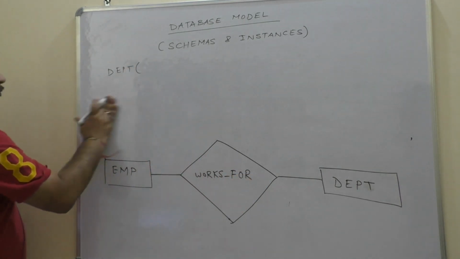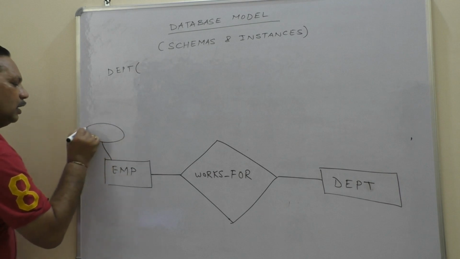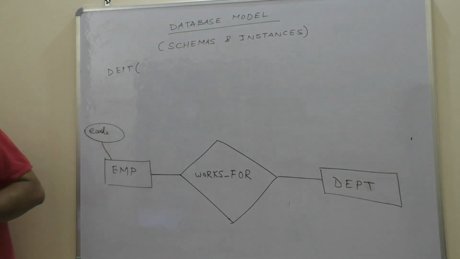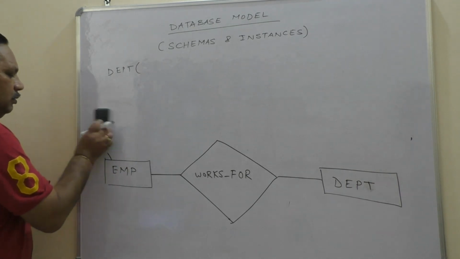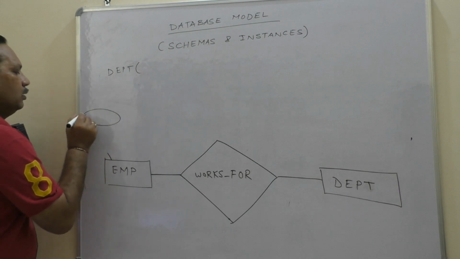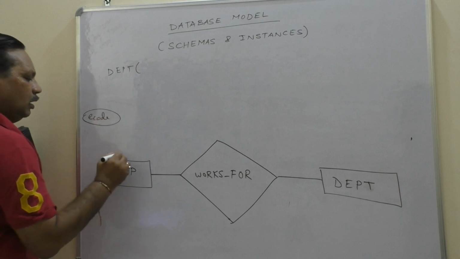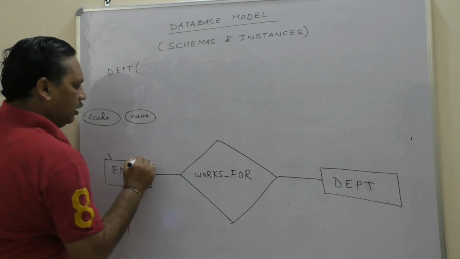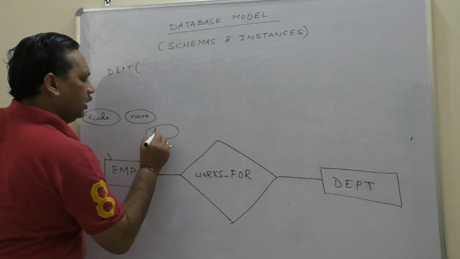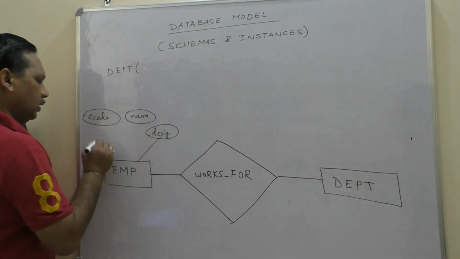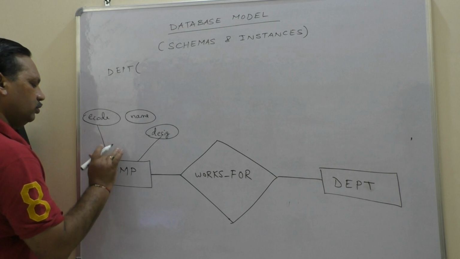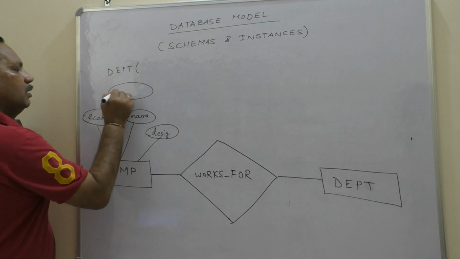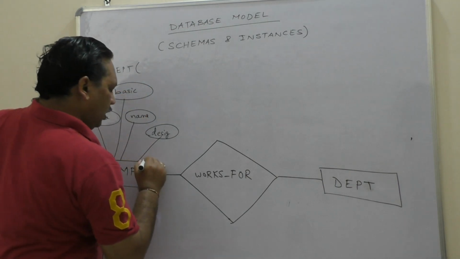Now what does employee have? Employee code, employee name, and designation. He could be an engineer, he could be a director. Clear? I repeat, if it is not clear, I'll make it big. Then the employee's basic salary and the employee's address.